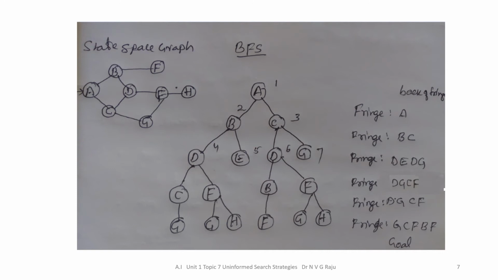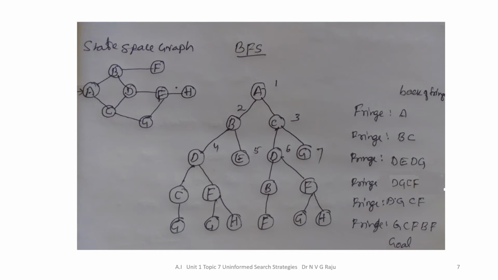Check whether the node A is a goal state. If not, expand the initial node A. Its successors are B and C. Now remove A from fringe and add B and C nodes into the fringe.